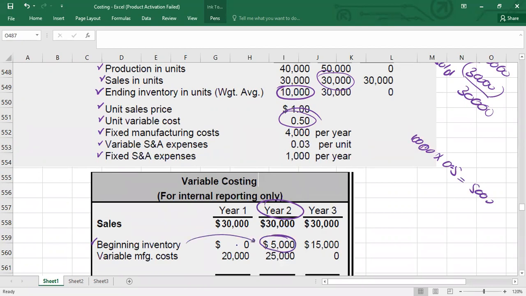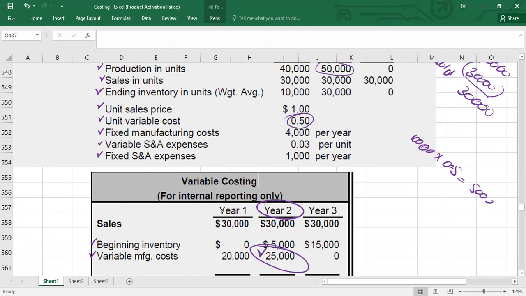We got the beginning inventory. Then, guys, you have to add variable manufacturing cost. How will you get this value? Variable manufacturing cost means you have to take units produced. Production is 50,000 units, multiplied by the variable cost of production, which is 0.5. So you will get 25,000.